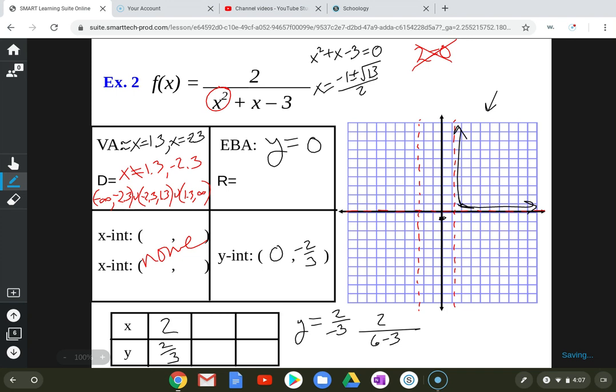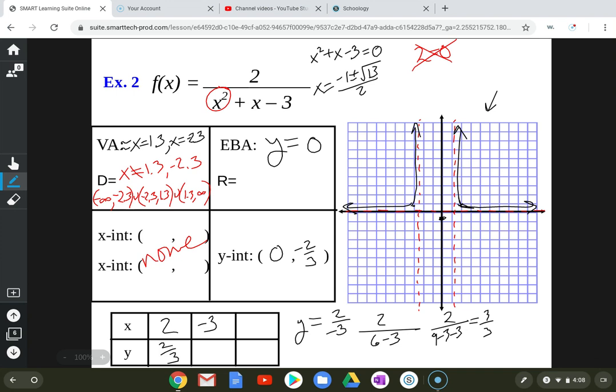All right, and then if I plot a point on the left side, so negative 1, negative 2, negative 3. If I check at x equals negative 3, I get 2 over 9 minus 3 minus 3, so 2/3 again. So 2/3 somewhere right here. And so I'm going to get a very similar graph on both sides.